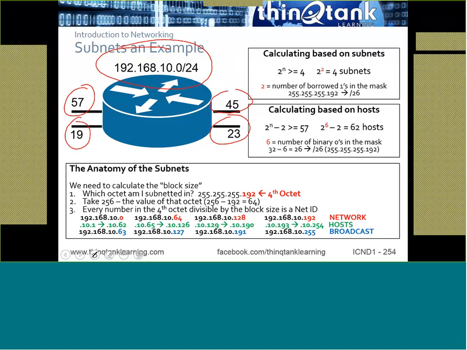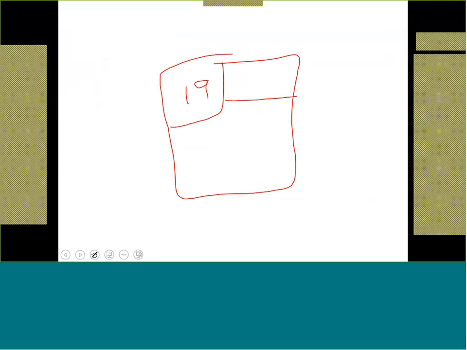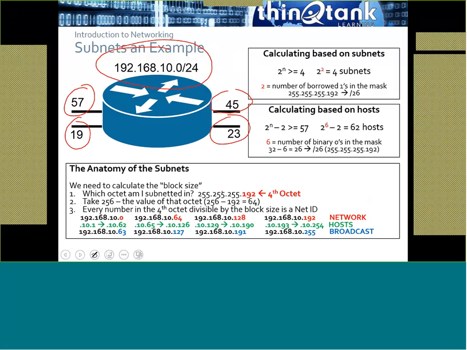I'd base it on the 57, right? It's like saying if I'm going to break up my meeting space and they're all going to be the same size, if I want 19 people here, I'm not going to make all my meeting spaces big enough for 19. I'm going to make it big enough for whichever the largest group is, right? In this case, 57. So I need 4 subnets, and I need at least 57 hosts per subnet. You guys agree with that?